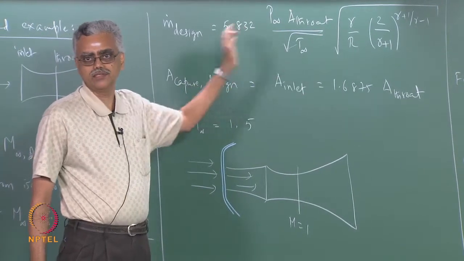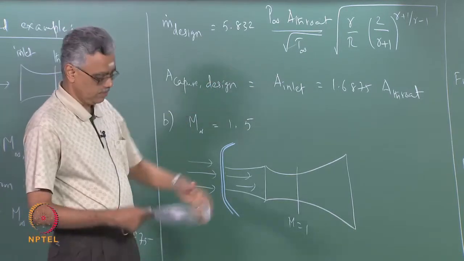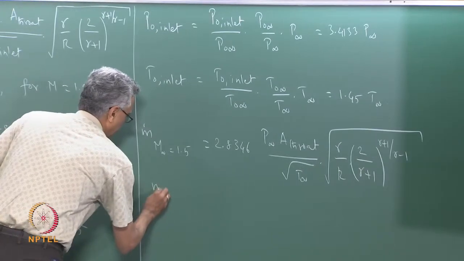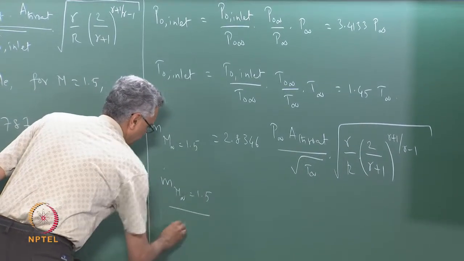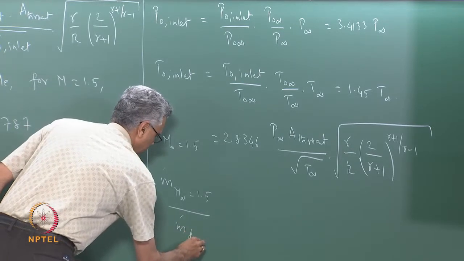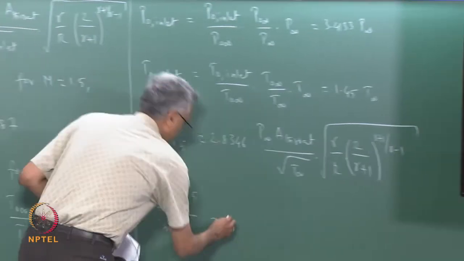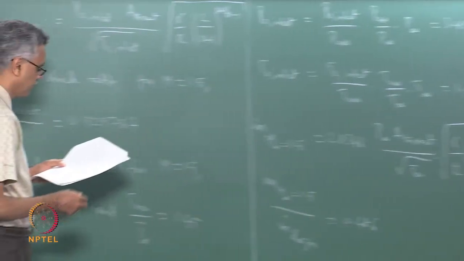So, I can make a comparison between the two and I can see that there is a reduction in the mass flow rate between these two cases. So, if I see now m dot at M infinity 1.5 divided by m dot design, I can see that this is 0.486.